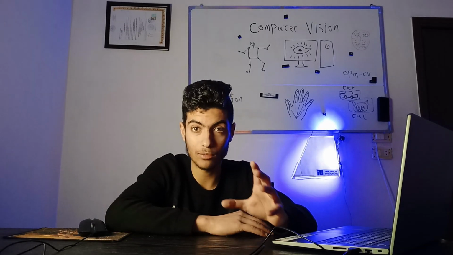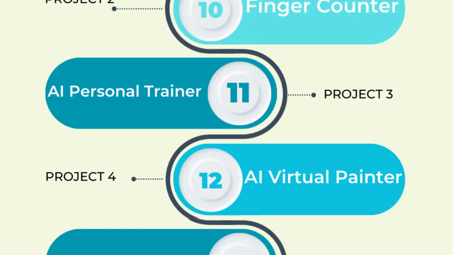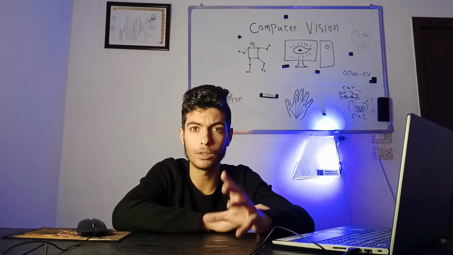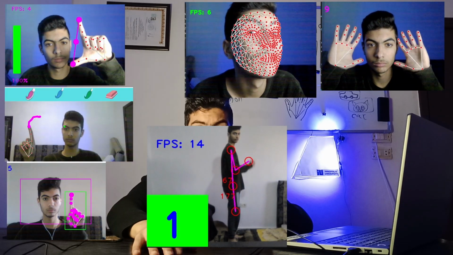Now we will have 5 projects. Gesture volume control, finger counter, AI personal trainer, AI virtual painter, AI virtual mouse. This is what you will learn in this course. 4 captures and 5 projects. I think this is good as a beginning with computer vision.